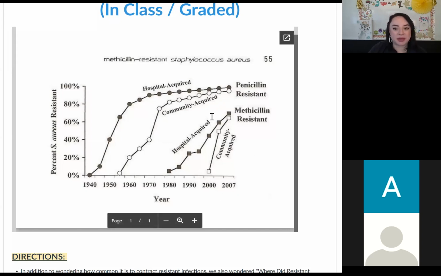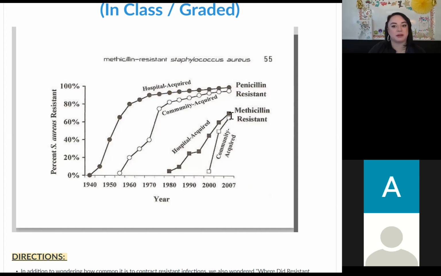All right, then we see for methicillin resistant, again, we see that the first methicillin-resistant bacteria came from hospitals, and hospitals are where you could acquire or get them as an infection. We see it increases, and by 2007, almost 70% of this type of bacteria that came from hospitals also couldn't be treated by methicillin. So the majority couldn't be treated by penicillin. They also couldn't be treated by a second antibiotic, methicillin.